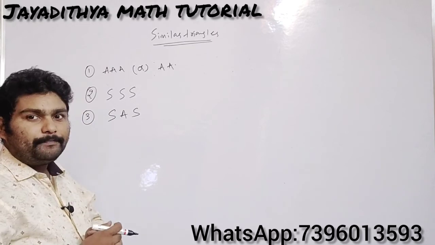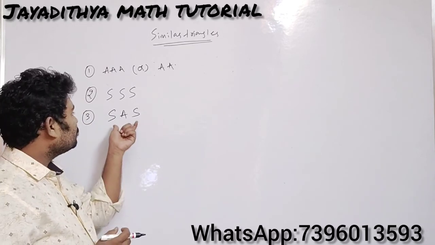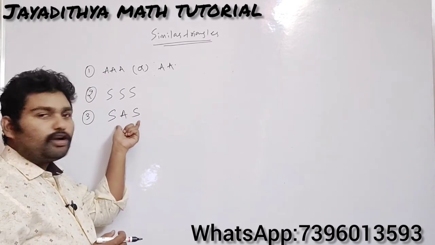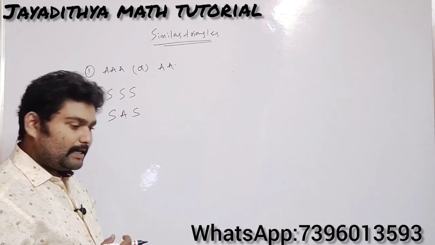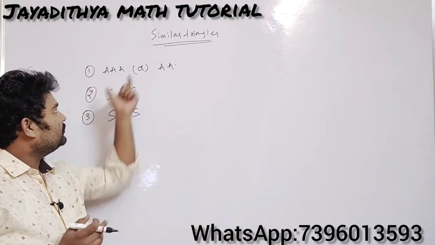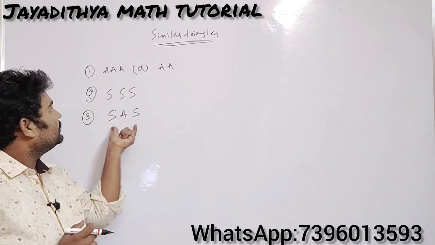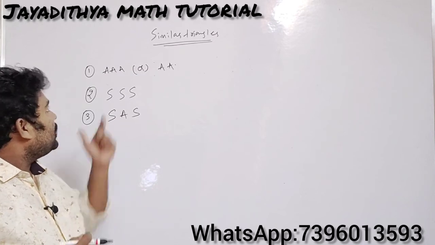So this is very, very important. Okay, so here also this is very, very important. When you are talking about sides, the sides must be proportional, and when you are talking about angles, the angles must be equal. Clear? So these are the important criteria of similarity. If you understand these criteria exactly, then you can solve the problems easily now.